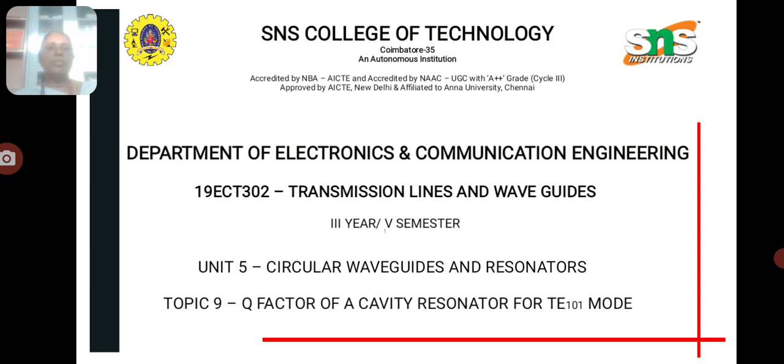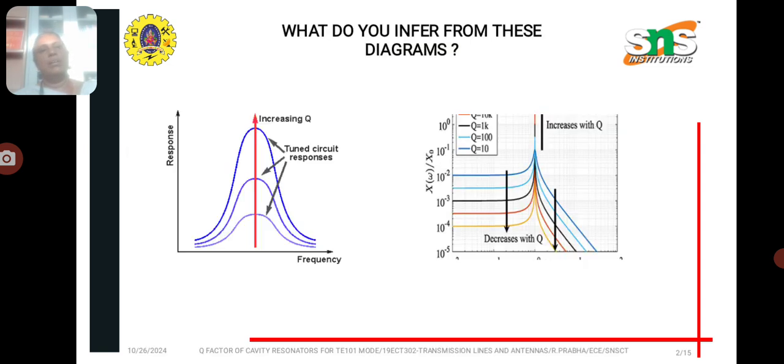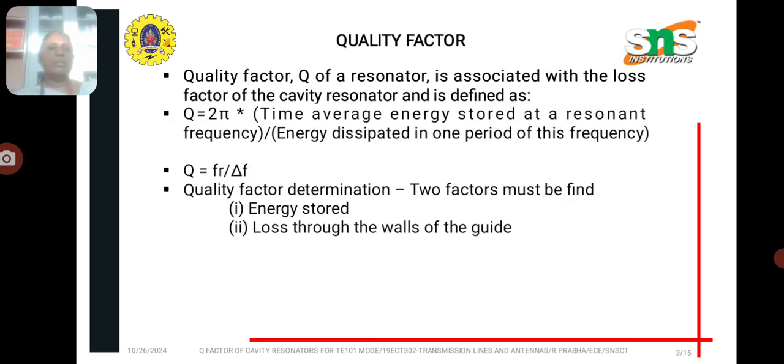In this video, we will discuss how to calculate the quality factor of a cavity resonator for the dominant TE101 mode. The quality factor of a resonator is associated with the loss factor of the cavity resonator and is given by the formula Q is equal to 2 pi multiplied by the time average energy stored at resonant frequency divided by the energy dissipated in one period of this frequency, and this Q is given by the resonant frequency Fr divided by delta F.